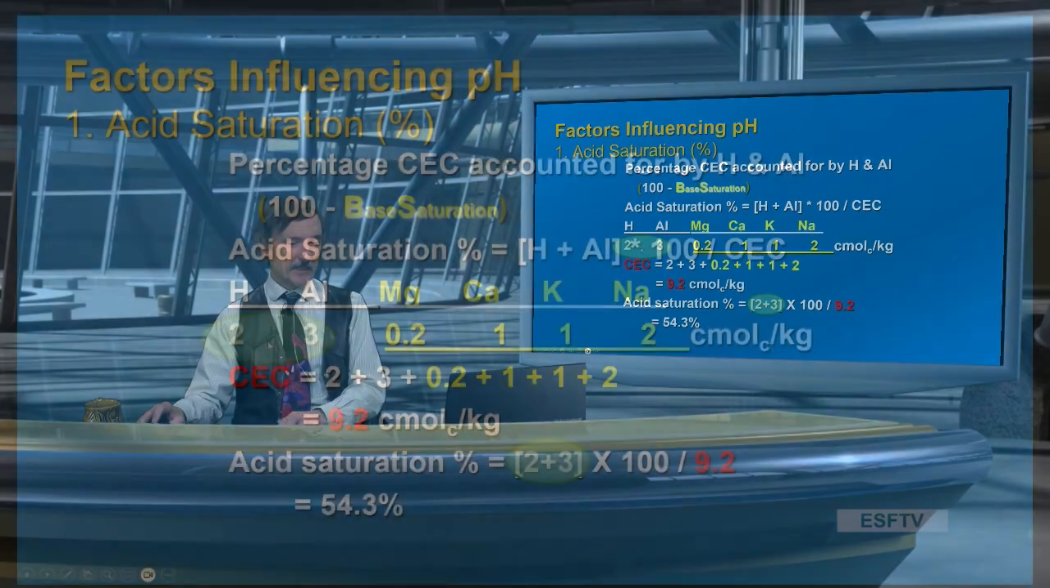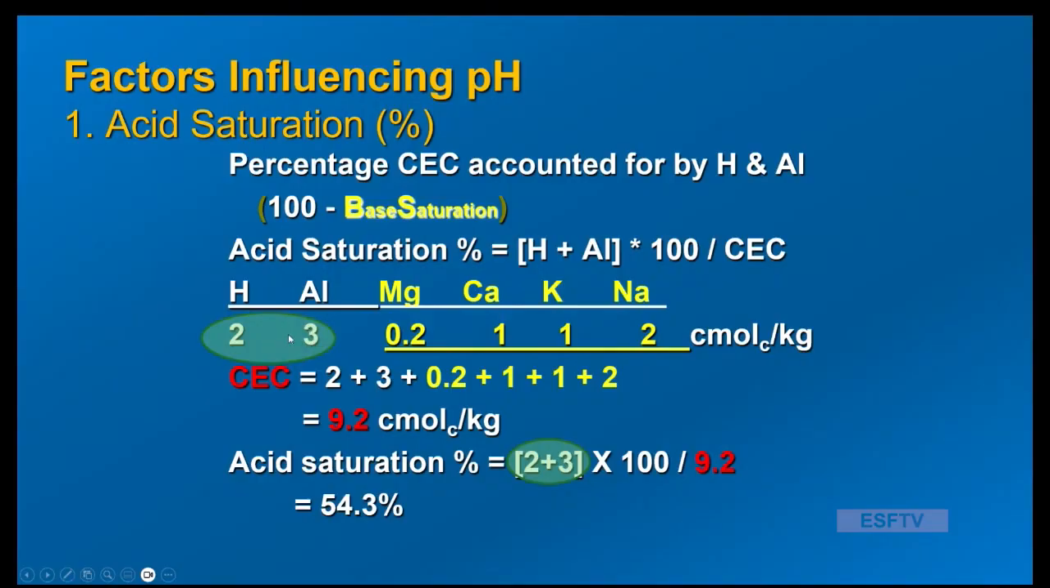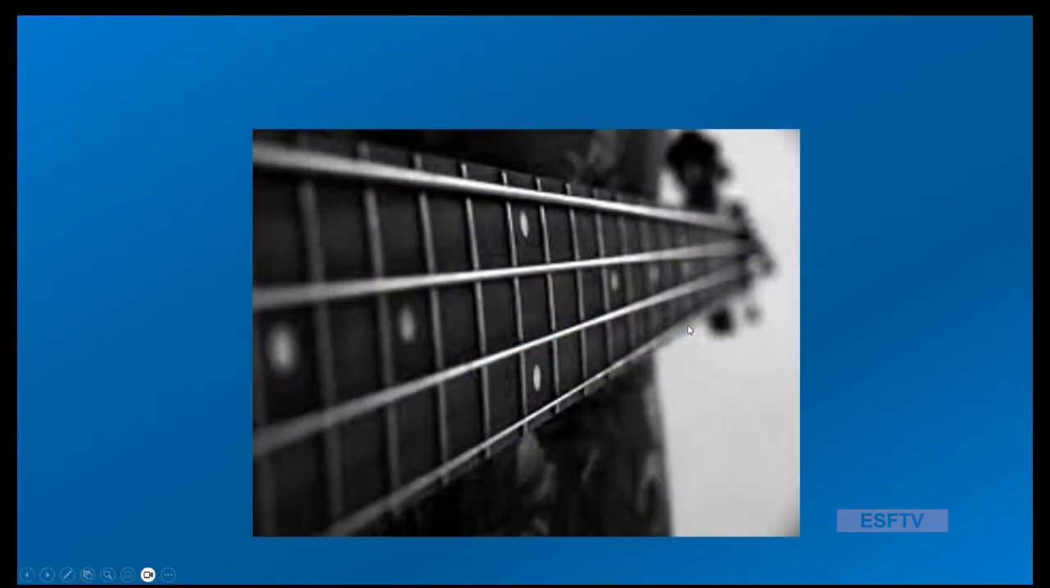And again, looking at that from the bigger picture. Right? Hydrogen, aluminum, proportion of total CEC times 100. And what am I trying to get at here?